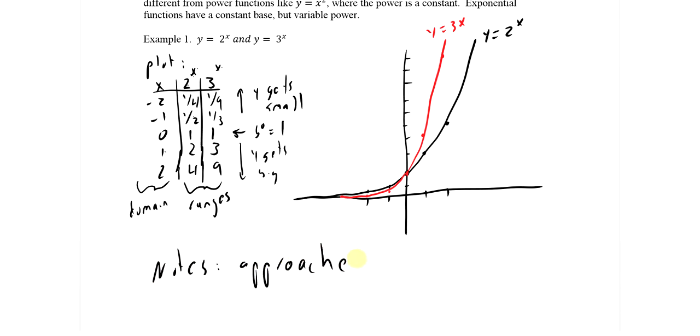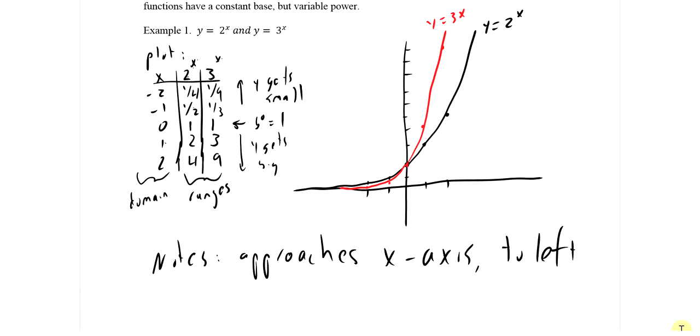Approaches the x-axis to the left. It's technically called a horizontal asymptote. It gets closer and closer to 0, but never goes to it.